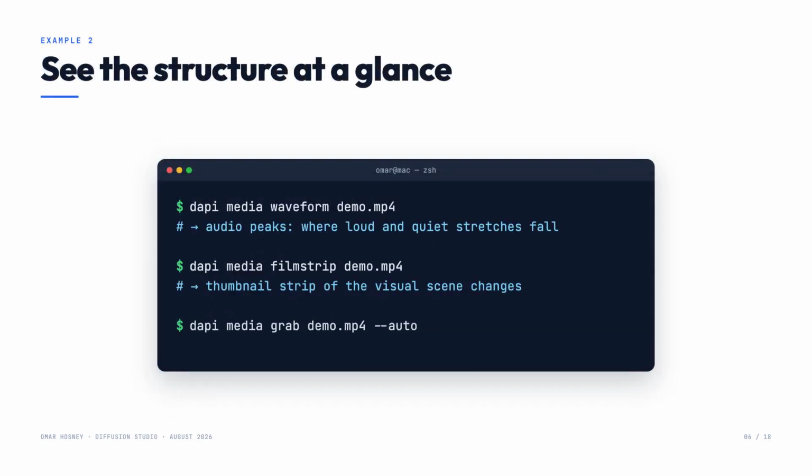Example 2. Structure. Dapi media waveform renders the audio peaks, showing you where the loud and quiet stretches fall. Dapi media filmstrip lays out a thumbnail strip of the visual scene changes, and dapi media grab with the auto flag keeps only the frames where the picture settles into a new state.